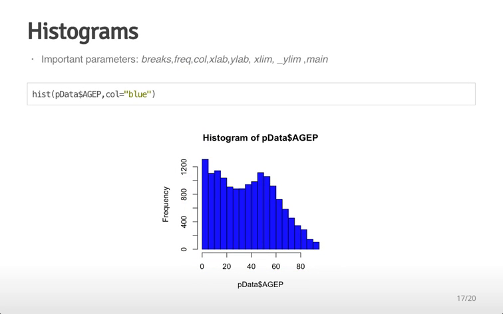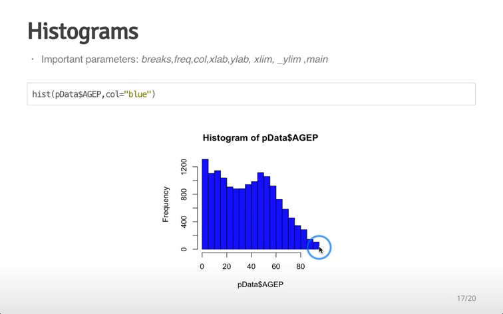Next are histograms. So histograms are sort of like box plots in that the goal is to look at a univariate distribution of data, or a single variable distribution of data. And so what I've done here is I've made a histogram with the hist command. Again, I've passed it the age variable and I've colored it blue to make it easier to see. So this is what a histogram looks like.